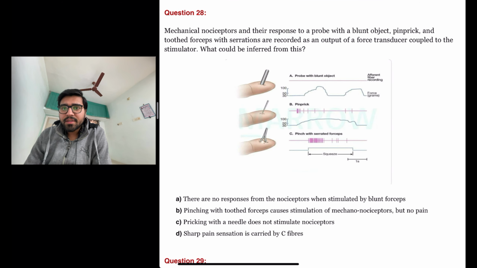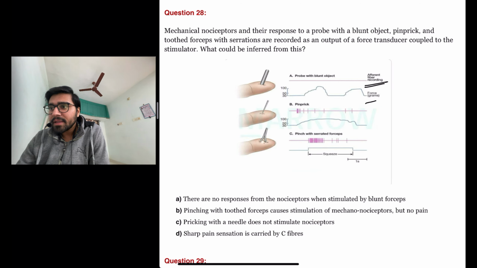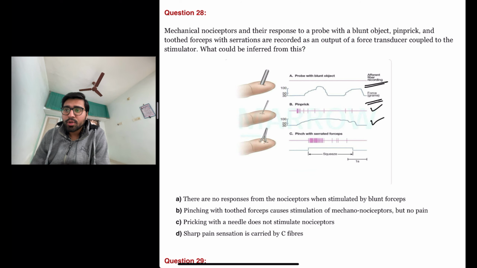The next question is mechanical nociceptors and their response to a probe with a blunt object, pinprick, and toothed forceps with serrations are recorded as an output of a force transducer coupled to the stimulator. What could be inferred from this? Okay, this one is afferent fiber recording and this one is force in gram. This one is probe with blunt object, this one is pinprick, and this one is pinch with serrated forceps. Okay, so let us look at the statements.